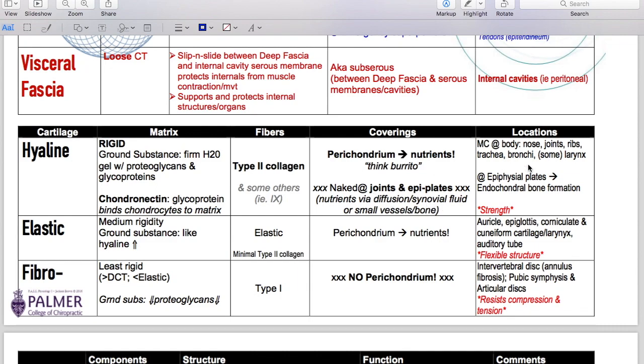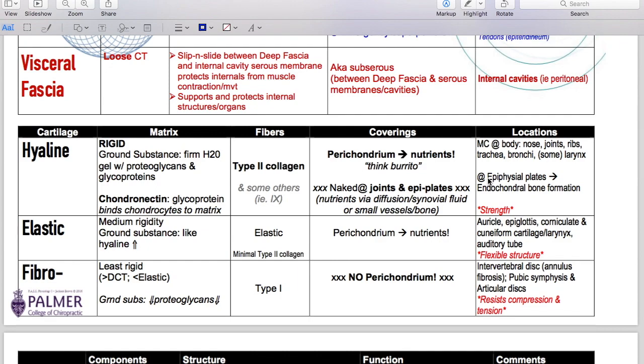So where is hyaline cartilage found in the body? A lot of places: your nose, your joints, your ribs, your trachea, bronchi, and your larynx, but your larynx has a couple different types of things in it. It's all over the place. It's in your growth plates, it's in your joints. Those are big ones.